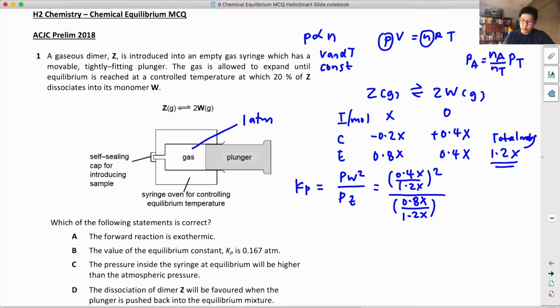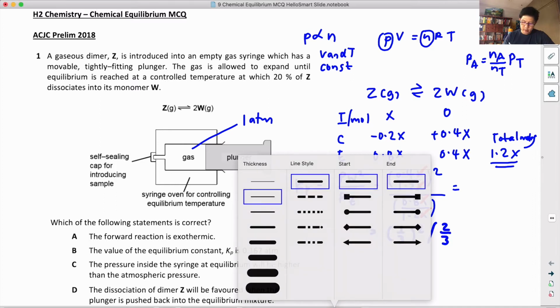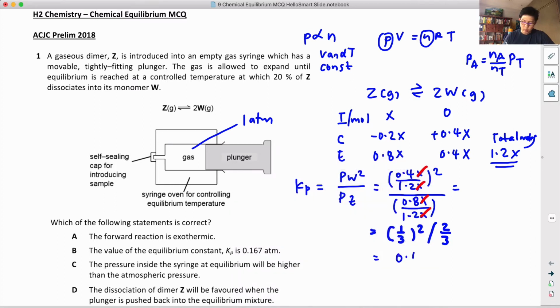If you try to solve it, press your calculator. The x can cancel out. So maybe I just work it out over here. The top is actually 1/3 squared, divided by 2/3. Press your calculator, and I think the value should be 0.167 atm. So the answer is B.